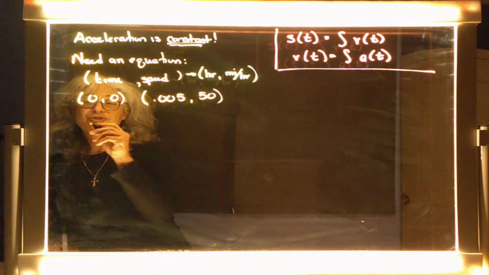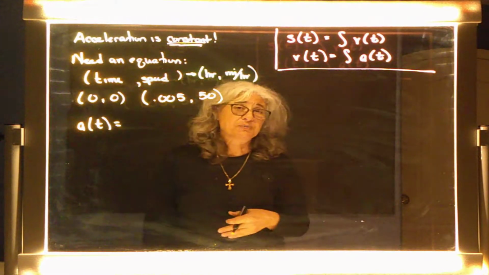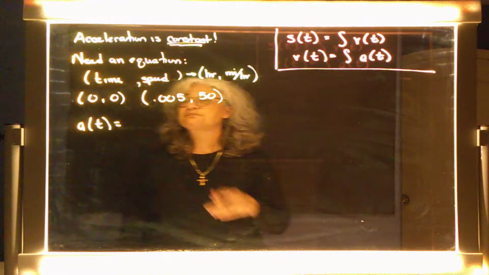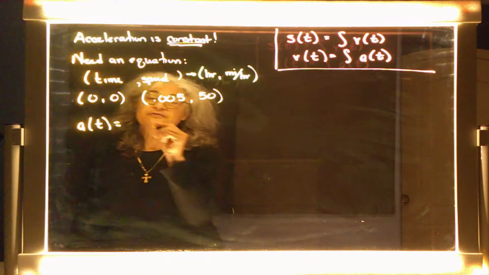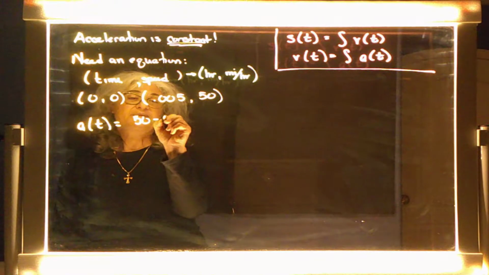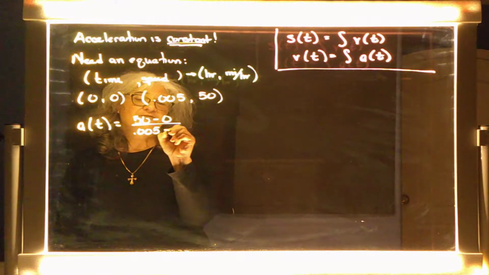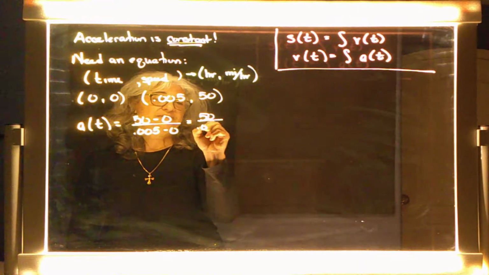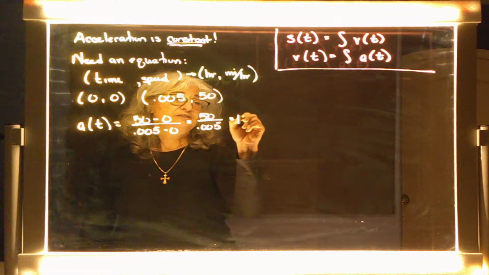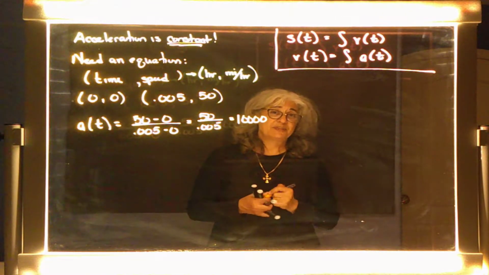Okay? Okay. So, to find our acceleration, which is really what this slope is doing, it's actually finding the acceleration. To find the acceleration, I'm basically going to be using a slope formula because it's constant. So, the difference of the y's over the difference of the x's. So I have 50 minus 0 over 0.005 minus 0, which gives me 50 over 0.005, which gives me 10,000. Agreed? Did you get the same thing?